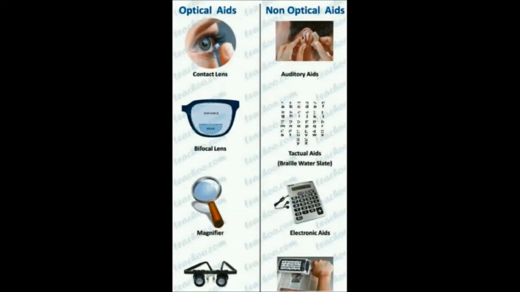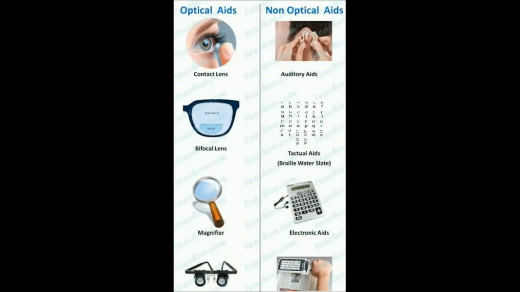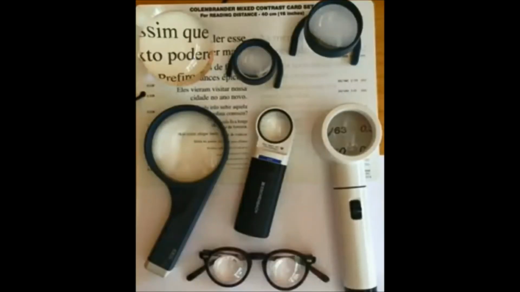Okay, first we will discuss the non-optical aids. The non-optical aids include visual aids, tactile aids, auditory aids, and electronic aids. Now let us discuss them one by one, some optical and non-optical aids for the visually impaired. Okay, the first aid is visual aids.